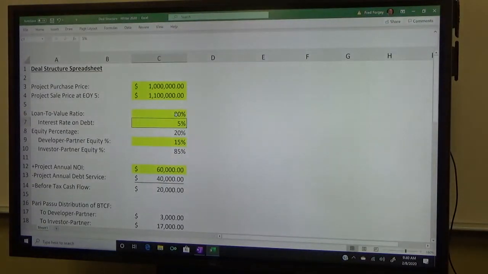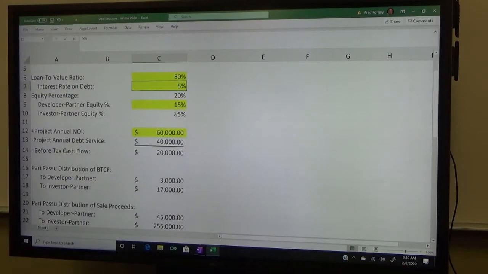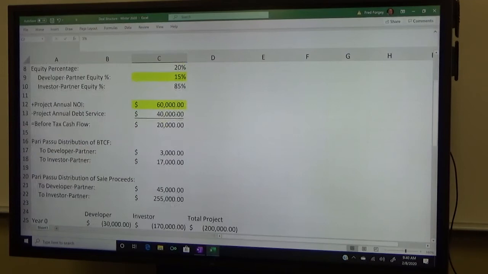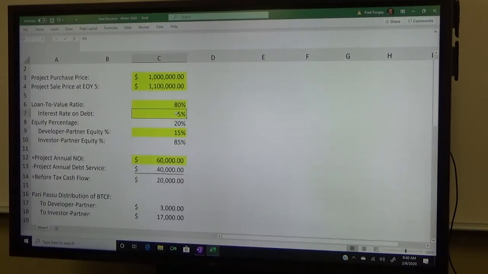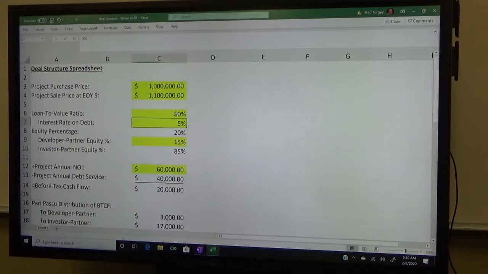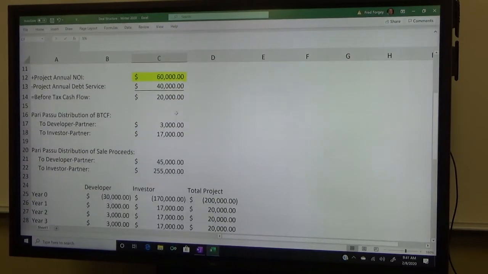Just to illustrate what's going on, let's scroll down here a little bit. If we've got the $1 million purchase price, and 20% was equity, that means 200,000 was equity, yes? So we have 200,000 equity. Let's scroll down.